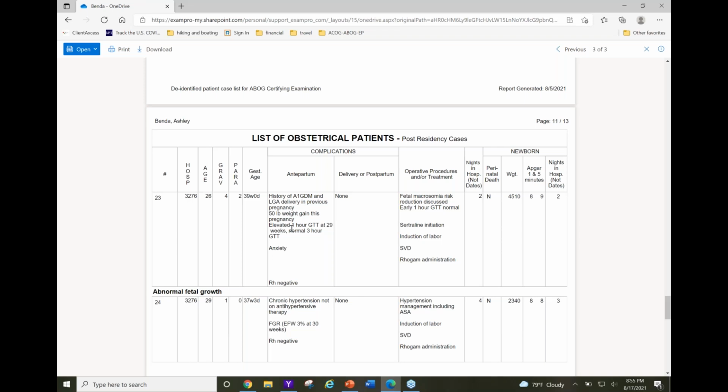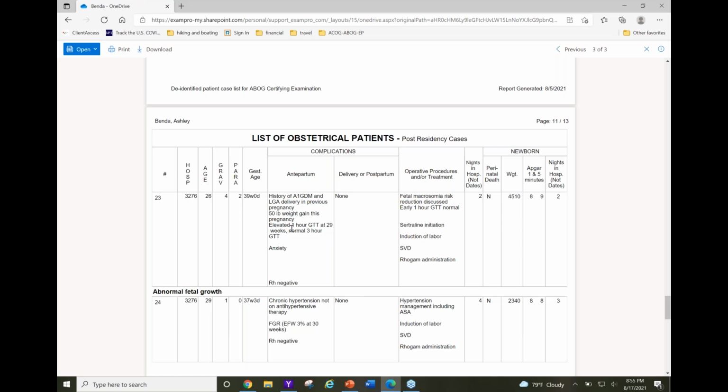This case is interesting because the newborn's weight, 4510 grams, exceeds the value that most people use for fetal macrosomia, which is 4,500 grams, okay? If the baby is 4,000 grams, some people use that cutoff for macrosomia, but most people use 4,500 grams. And again, it's irrelevant of the gestational age.